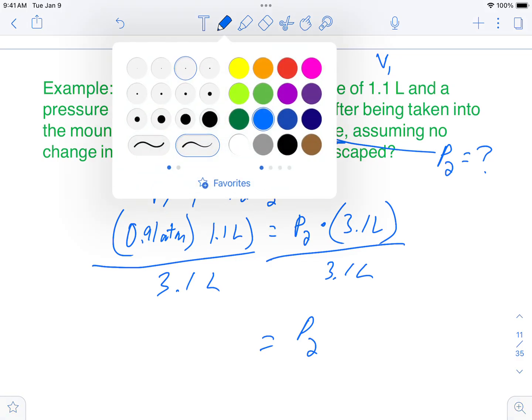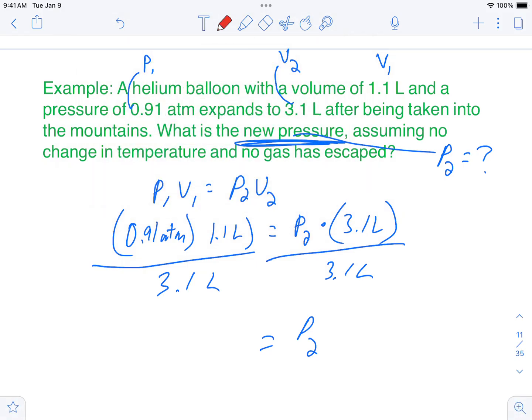The other thing you want to make sure of is that your units are the same. So like volume here, we have liters, so we're left with atmospheres. If you had different units, you would have to convert them to make sure that they're the same. So when I do this in my calculator, I get 0.32 ATM.